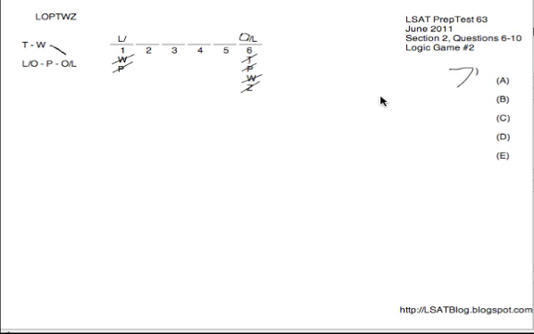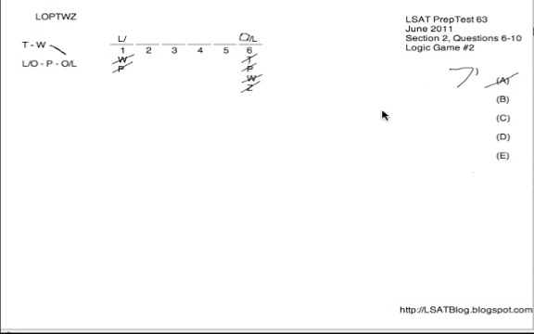Next, number 7, a must be true question. All we can do right here is run through the choices. So must we have at least 2 people after L? No, of course, it's possible to have L on 6. We don't need to have anybody after L, so for that reason, A can be eliminated.